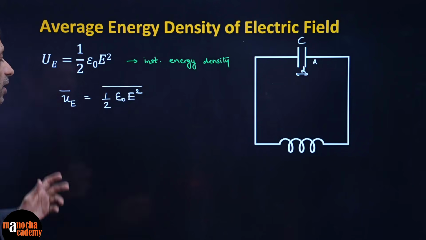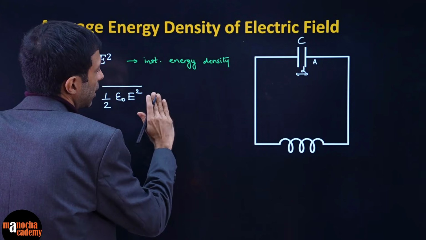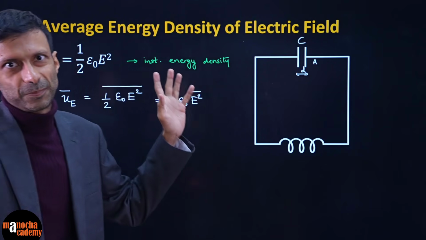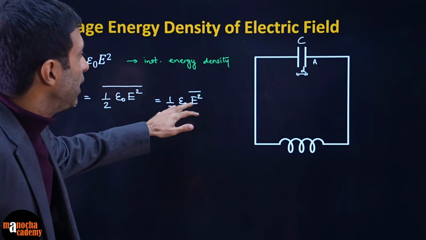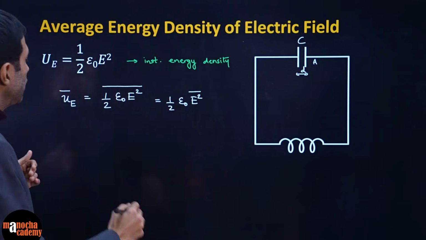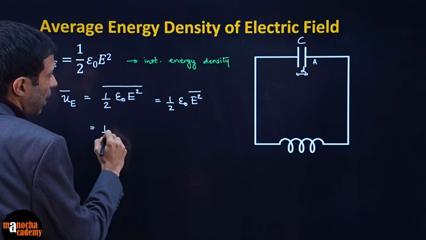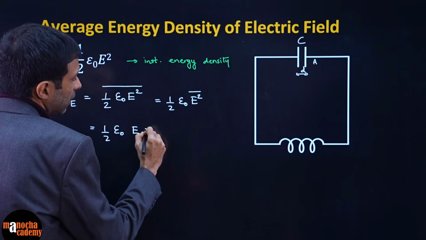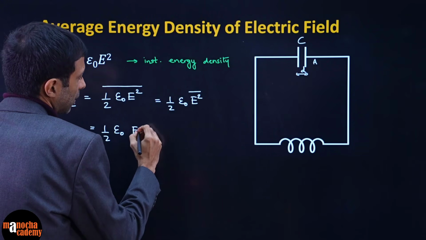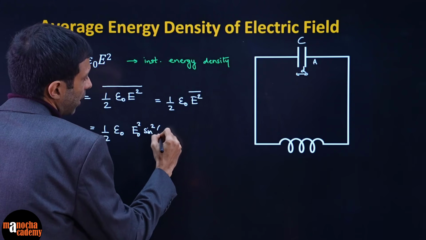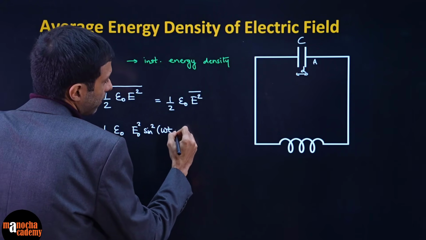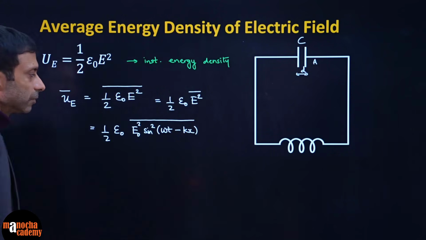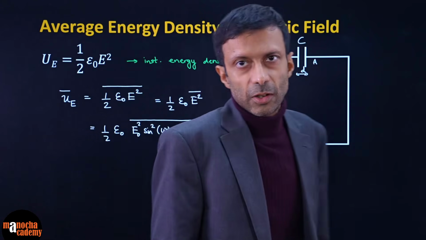Average of half is half, epsilon naught is constant, right? So these all guys will come out. And this electric field guy is the irritating guy who's varying. He's the problem, right? Now electric field, I know what will be the formula over here. We'll apply half epsilon naught, and electric field is what? E naught sine. So this will become E naught square sine square omega t minus kx, right? You can take, and we are going to take an average of that. Do you guys agree with this?